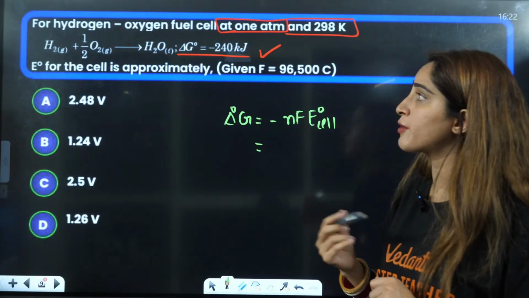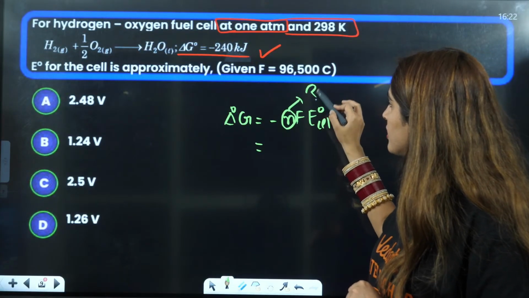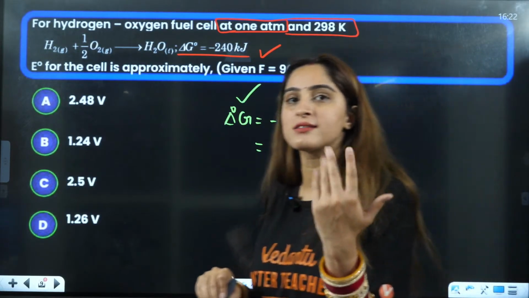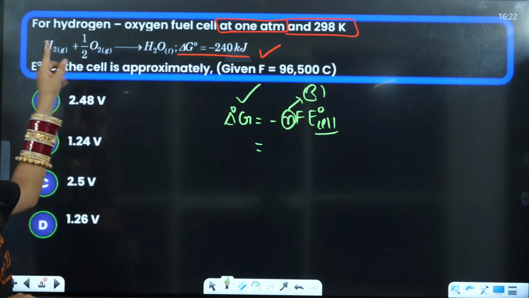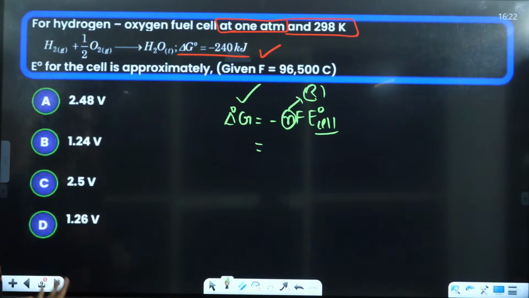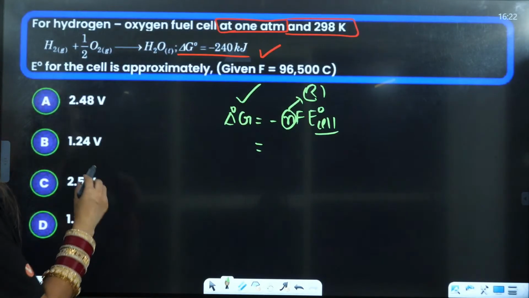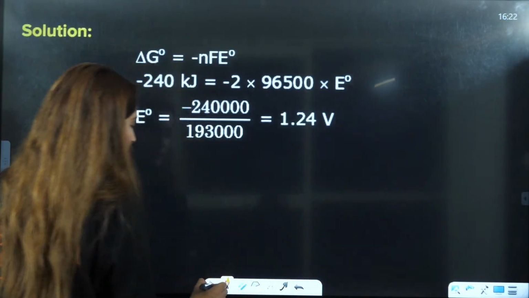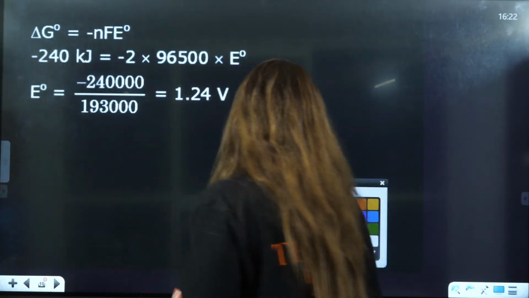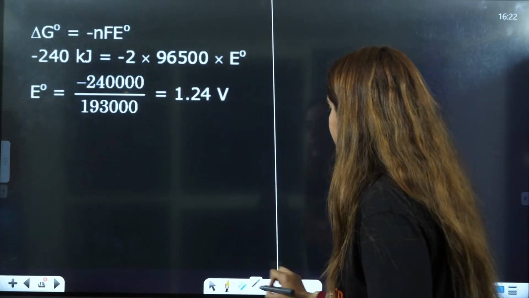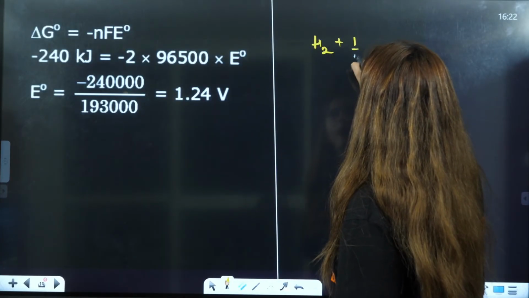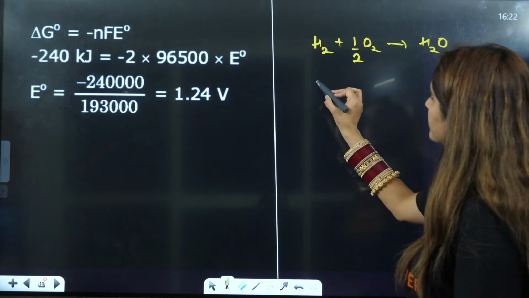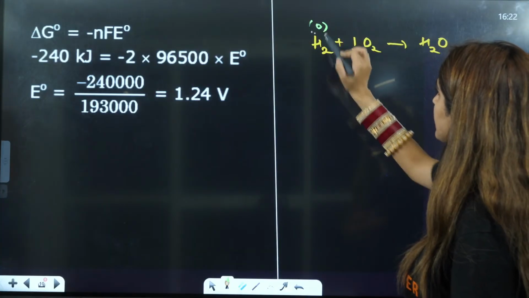Okay. So here how can you easily put the value? n factor is the number of electrons, this you have to see. E naught is what they are asking you. Delta G is given to you. Faraday's constant is 96500. So here you have to see how many electrons are getting exchanged. I think that was not written, so I'll just write it here: H2 plus half O2 gives H2O. How are you going to see the number of electrons? If you see this here, H is basically in zero oxidation state, right?